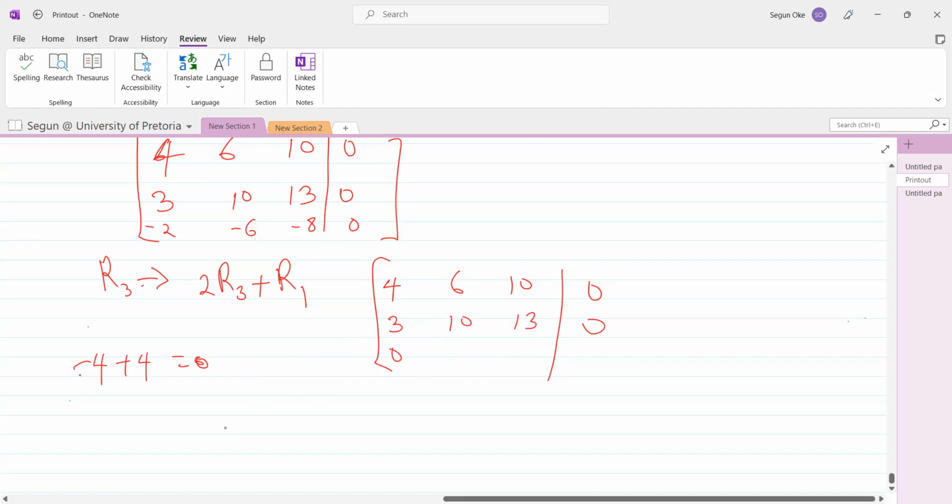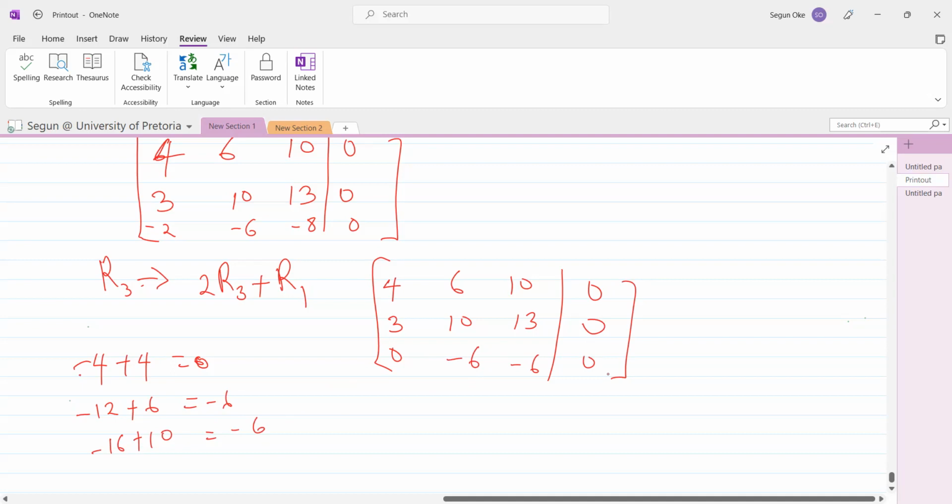So -6, which is -6 times 2, -12. -12 plus 6 is -6, right? Yes, sir. Then -16, -16 plus 10 is -6. 0 here.